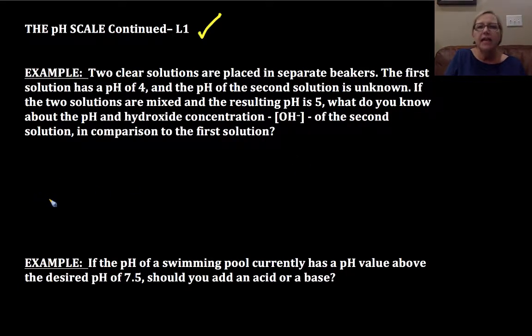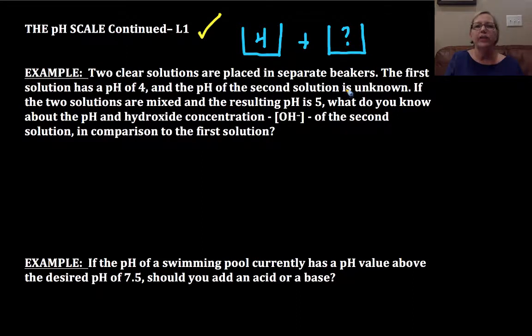So in this case, I have two separate beakers. I have a beaker with a pH of 4, and the second beaker is a pH that is unknown. When I mix these two together, I end up with a beaker that has a pH of 5. What can we say about the pH and hydroxide concentration of the second in comparison to the first?